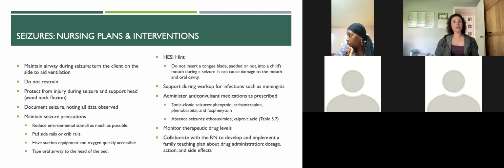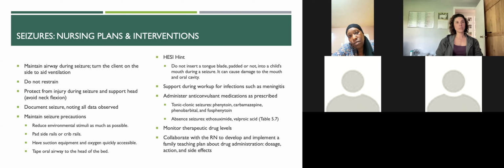And one of the things that we're going to do is rule out any cause of infection. So we're going to try and rule out things like meningitis as a cause for our seizures. We're going to give our anticonvulsants as prescribed. So for our tonic-clonic, you can see the medications that we would use. We have less available that we can use for absent seizures. And these medications can build up in the body.